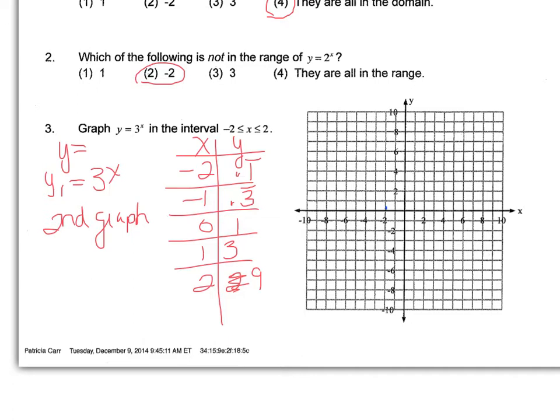The points are (-2, 1/9), (-1, 1/3), (0, 1), (1, 3), and (2, 9). Connect the dots without any arrows, and we're going to label it y equals 3 raised to the x. It's definitely an exponential curve because it's in quadrants 1 and 2 and passes through point (0, 1). Okay, let's go on to the next page.